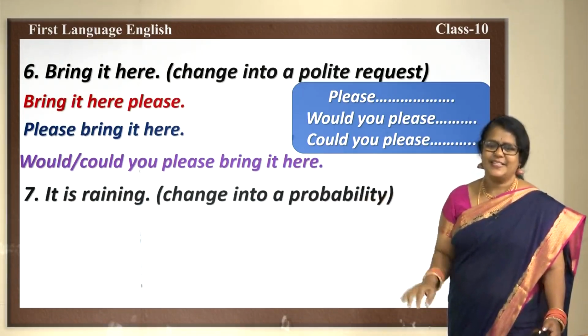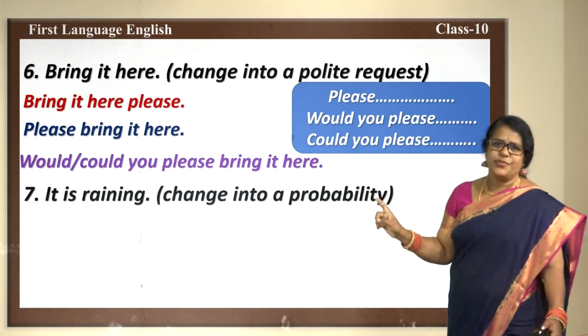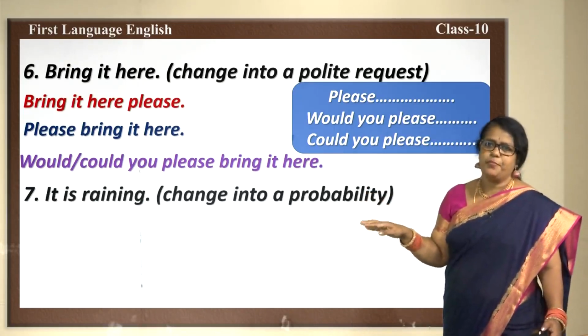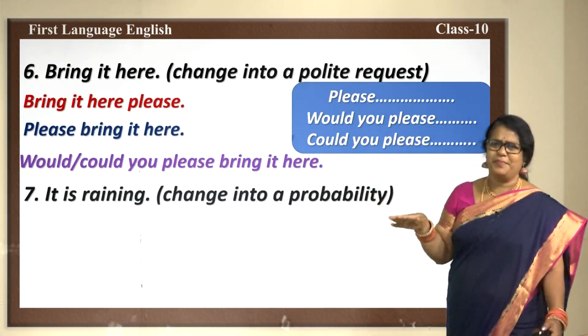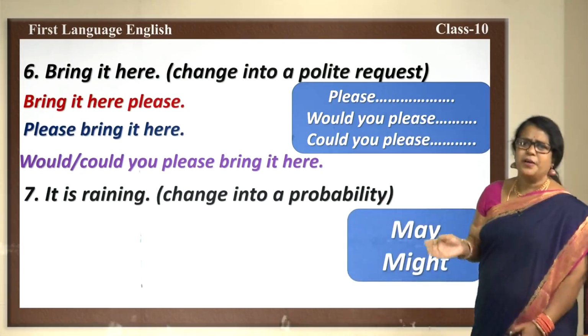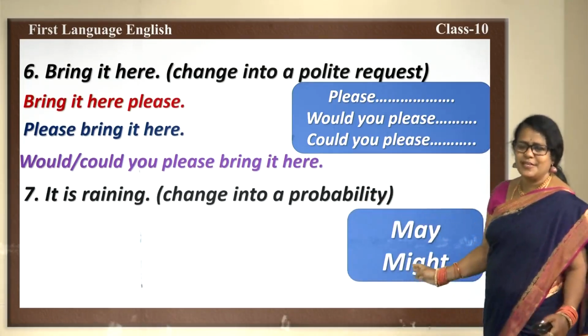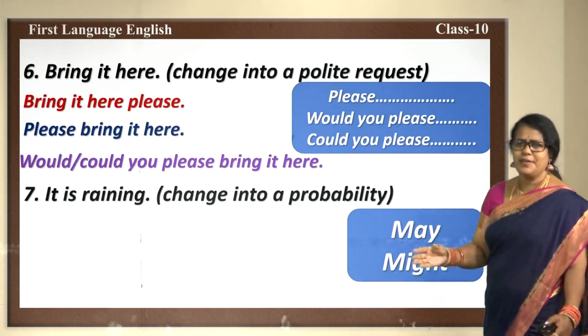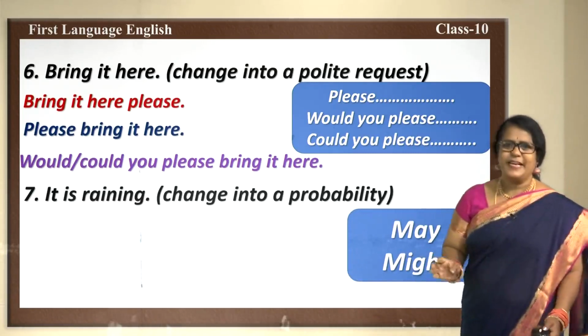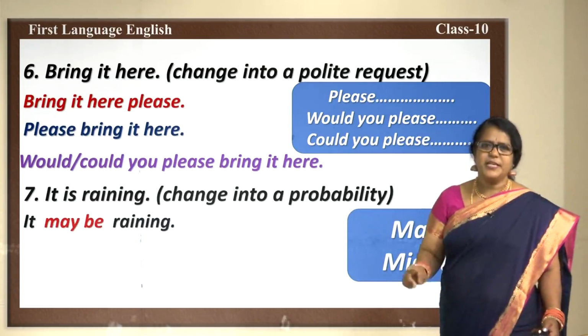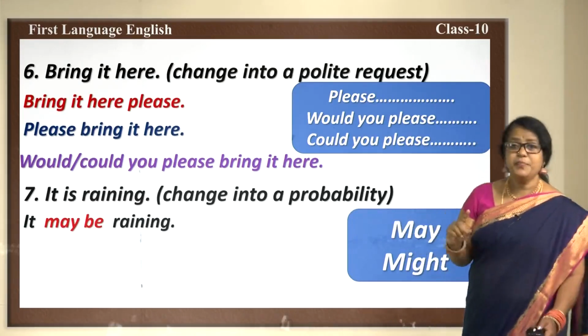Fine? Yes. Now let us see. It is raining. Change into a probability. These are the words which we use for speaking about probability. It may be, it might be in that way. Fine. Let's change and see. It may rain. It may be raining.